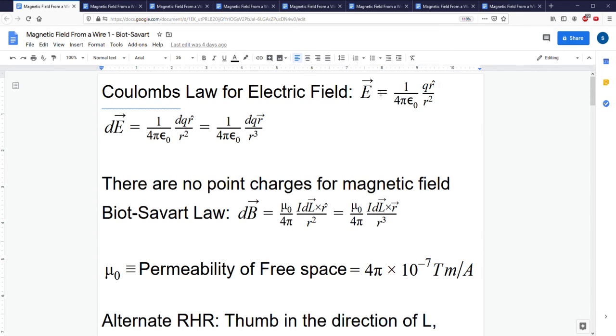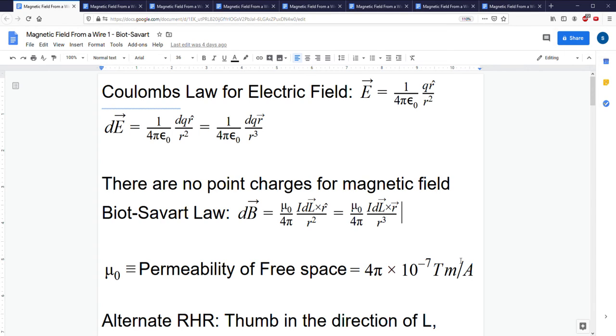Second, for electric field, we have this constant right here, epsilon naught, which again stands for the permittivity of free space. For magnetic field, the relevant quantity is mu naught, which stands for the permeability of free space. Mu naught has a value equal to 4 pi times 10 to the negative 7th Tesla meters per ampere.